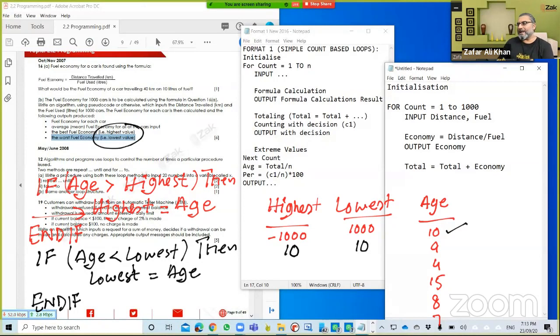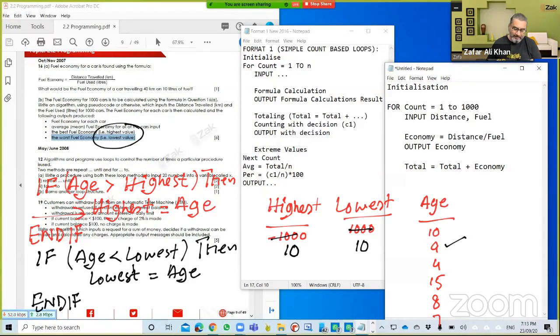10. Now highest is no more -1000, lowest is no more 1000, they have become what, 10, so they are no more. Take next value, which is now 9.